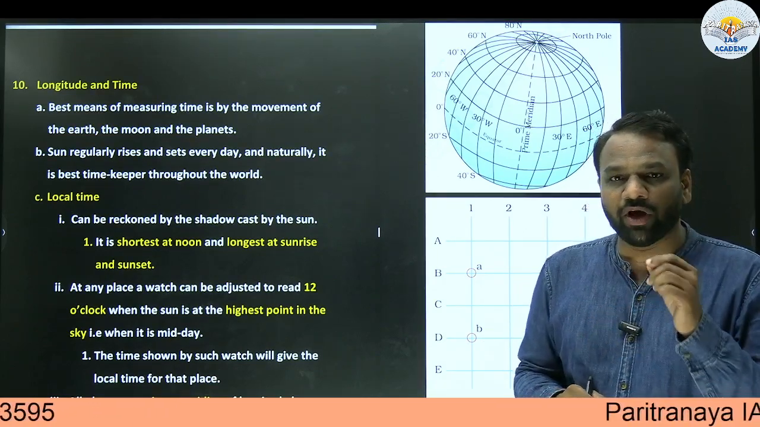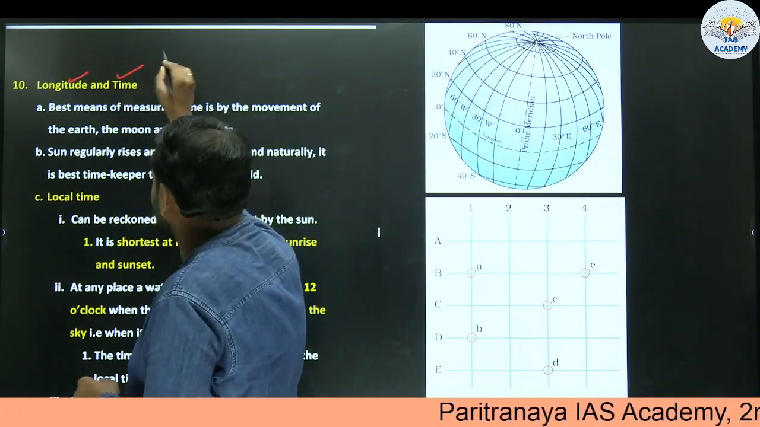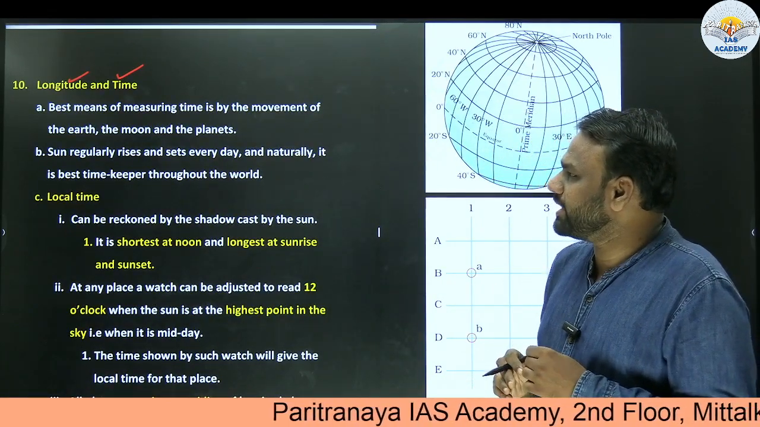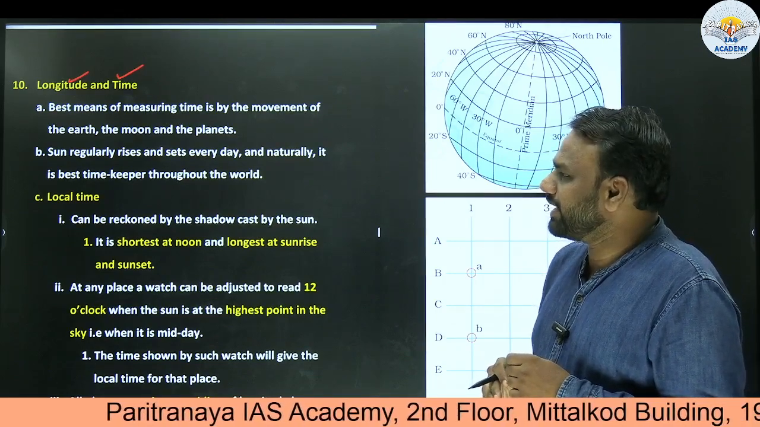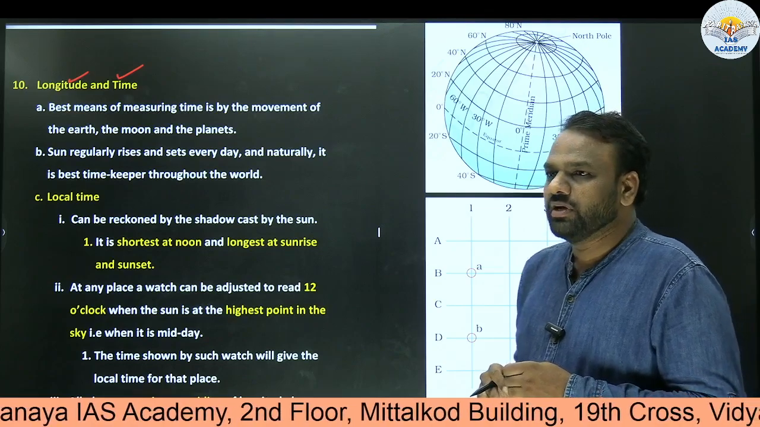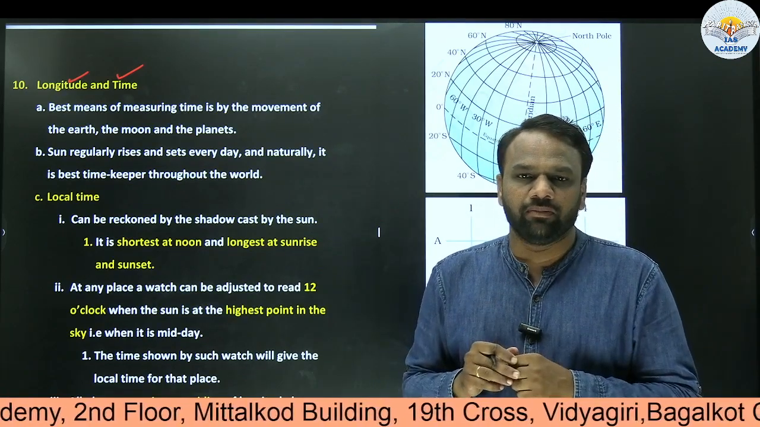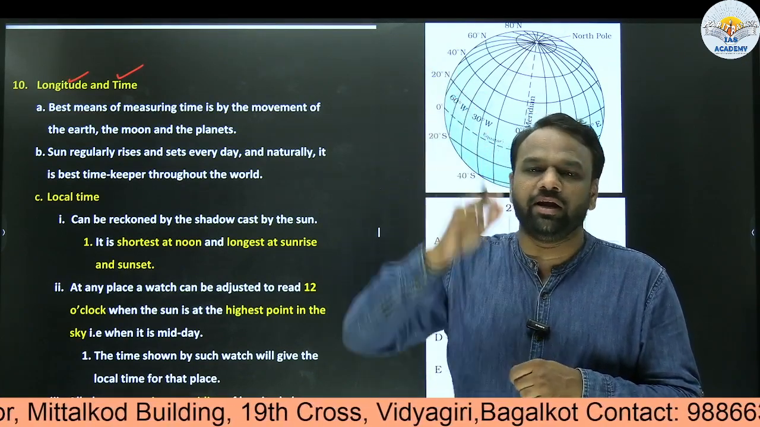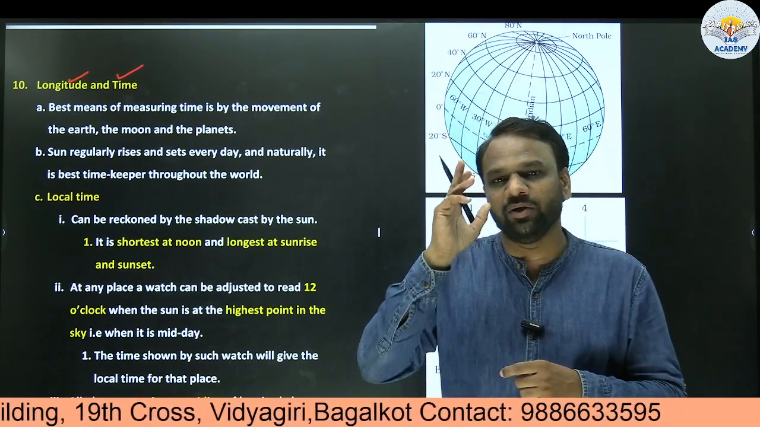But is there any relationship between longitude and time? Yes, a relationship exists between longitude and time. The best means of measuring time is by the movement of the earth, the moon, and the planets. The sun regularly rises and sets every day, and naturally it is the best timekeeper throughout the world. If I want to tune my watch to the perfect time, that is local time. When the sun is exactly overhead, I'll set my watch to noon.